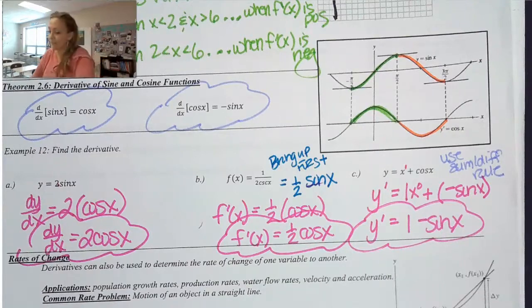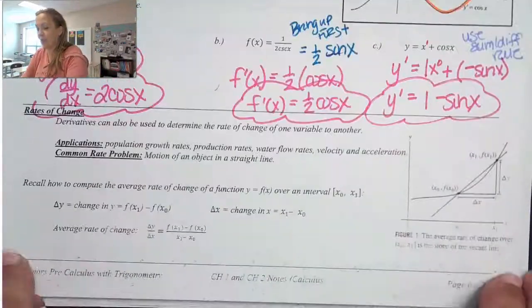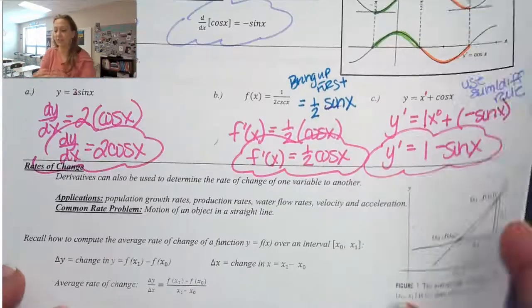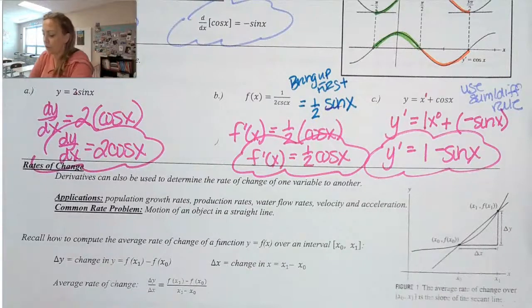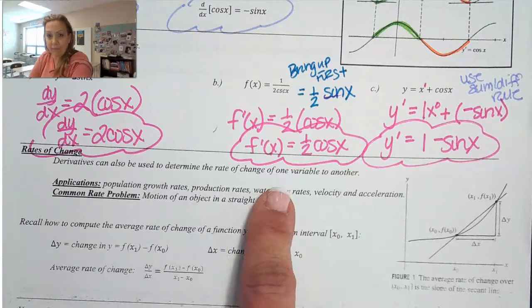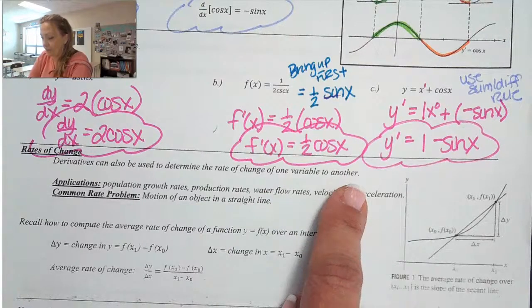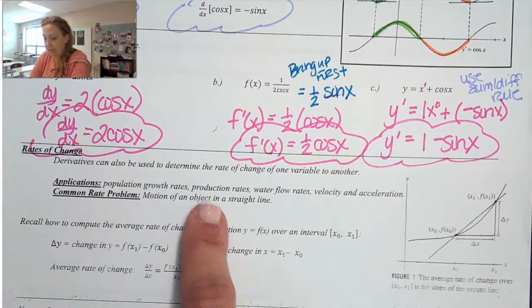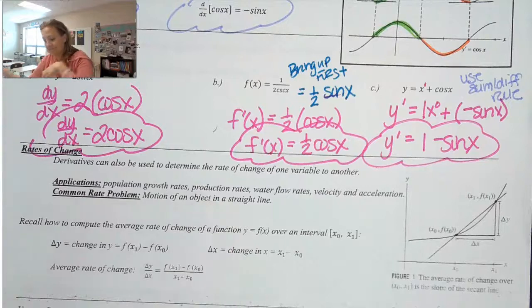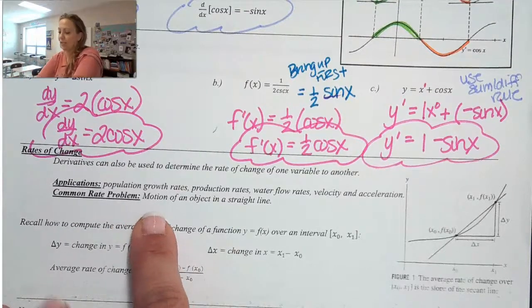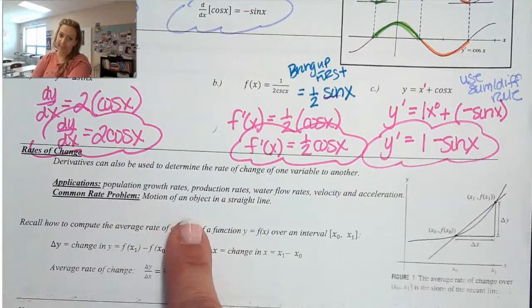So now that we've talked about that, let's get into some things that are a little bit more exciting. One of the things we're going to be looking at are rates of change. Derivatives can also be used to determine the rate of change of one variable to another. Some applications would be population growth rates, production rates, water flow rates, velocity, and acceleration. And again, a common rate problem deals with the motion of an object in a straight line.